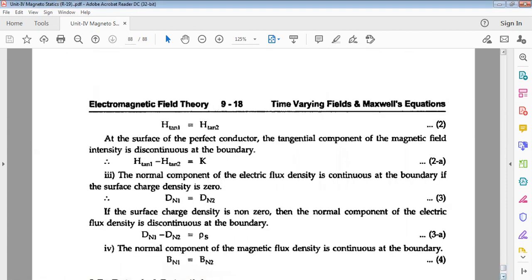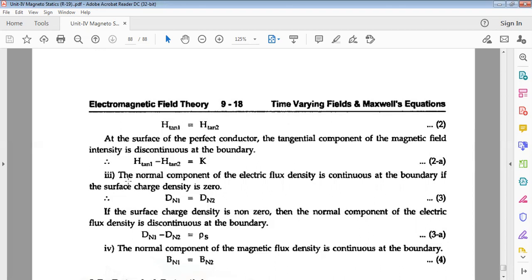That is H tan 1 is equal to H tan 2. And at the surface of a perfect conductor, the tangential component of magnetic field intensity is discontinuous. If there is no current, K is equal to 0, then H tan 1 is equal to H tan 2. But for a perfect conductor, H tan 1 minus H tan 2 is equal to K.